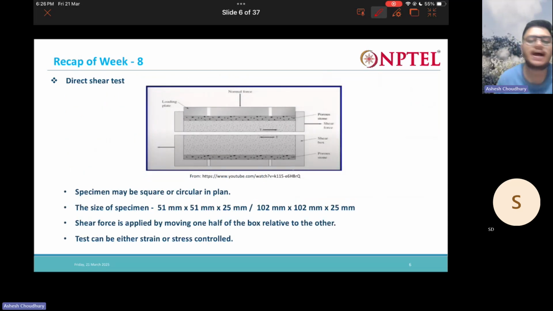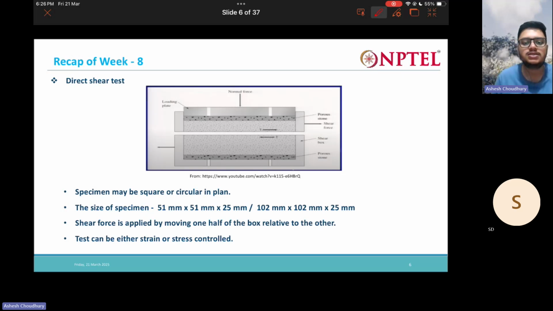Now let us come to the direct shear test. The direct shear test is a very simple test which is performed to find out the shear strength parameters of mostly granular kinds of soil, so sandy or gravel soils. It is done to find out the shear strength parameters, that is C and phi.